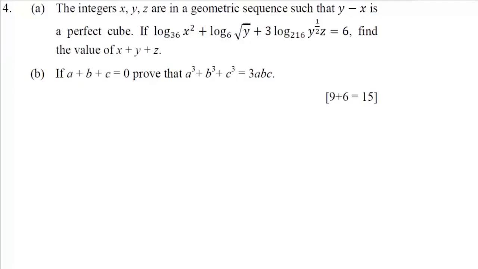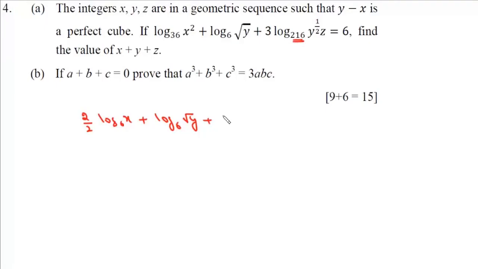Now question number 4 is the integers x, y and z are in GP such that y minus x is a perfect cube and this expression log is equal to 6. Find the value of x plus y plus z. Now we can write this as log, now 36 is 6 square, so it will be this 2 and 6 square is 1 by 2 log x base 6. Now here this is log under root y base 6 and this is 216, which is 6 cube.